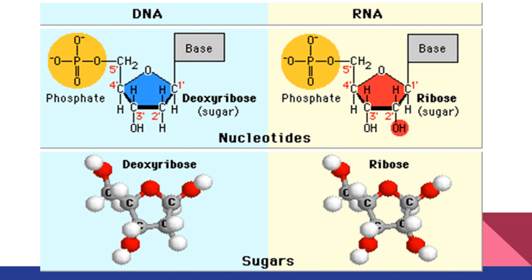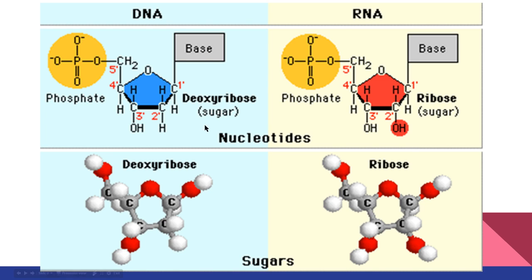So this is just a quick look at the difference between DNA and RNA. This is the deoxyribose sugar, and this is the ribose sugar found in RNA. Now the key difference is that deoxyribose is ribose minus an oxygen. So you see you have this OH, and then you have this H. So DNA is missing that oxygen.